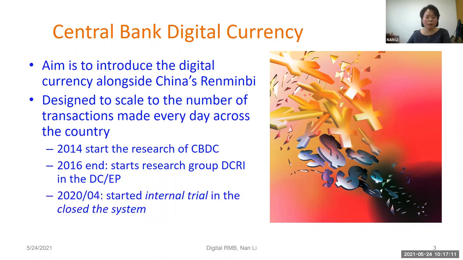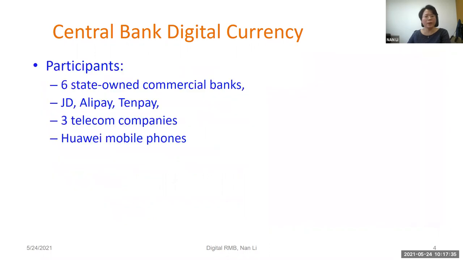And then early last year in April, China started an internal trial in the closed system of the digital yuan, or we call it e-yuan. And I have to emphasize, it is an internal trial. It is an internal test in a closed system, carried out in several cities. Okay, so who are the participants in all of these trials?